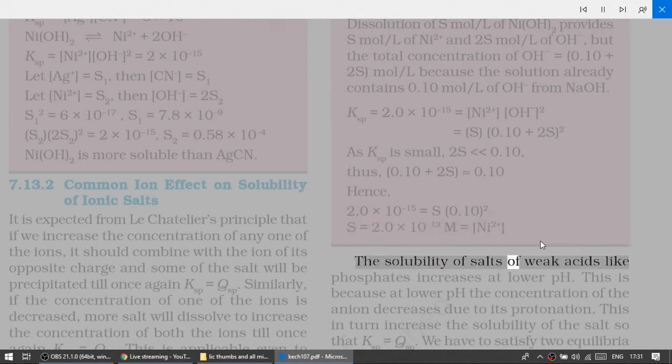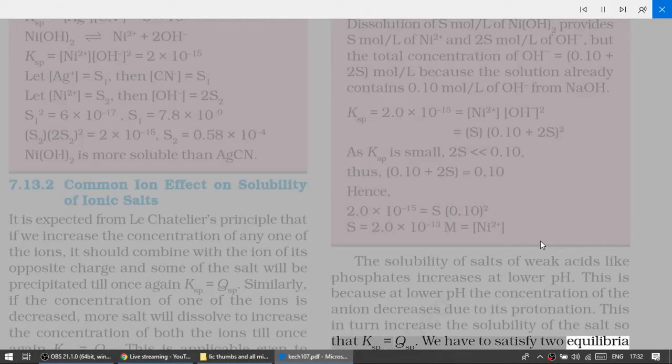The solubility of salts of weak acids like phosphates increases at lower pH. This is because at lower pH the concentration of the anion decreases due to its protonation. This in turn increases the solubility of the salt so that Ksp is equal to Qsp.